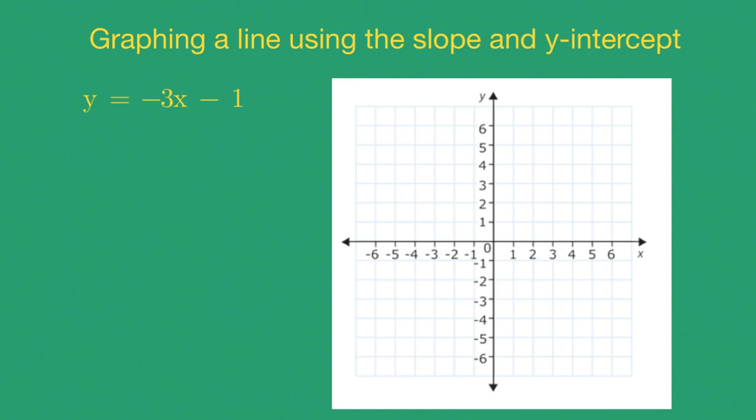Is the equation in slope-intercept form? Absolutely. What's the slope? Negative 3x minus 1. Negative 3. The slope is negative 3. That's the number in front of the x.